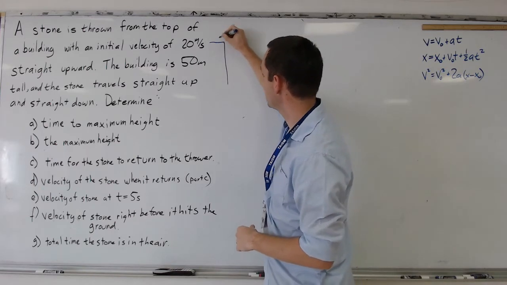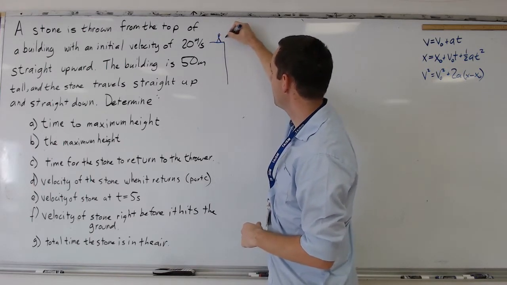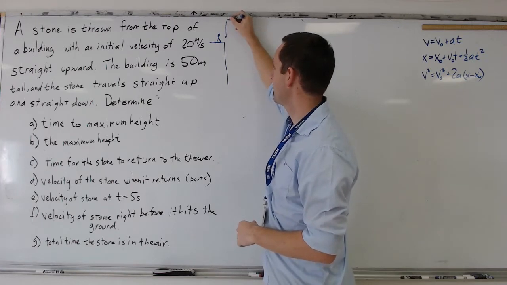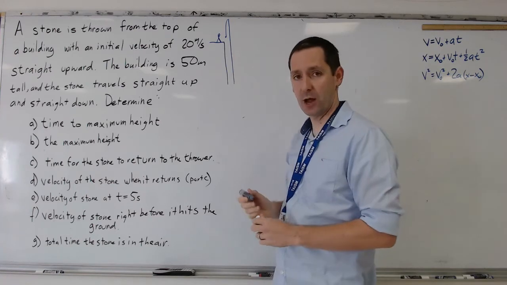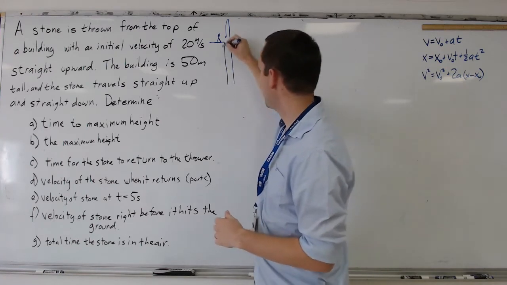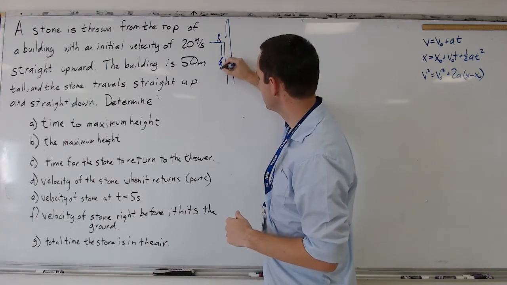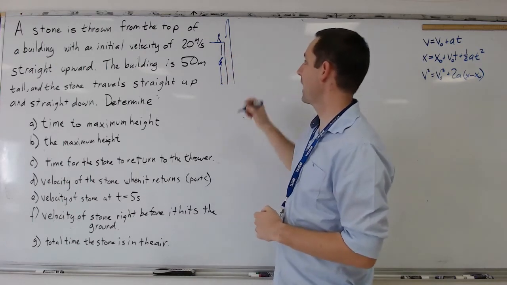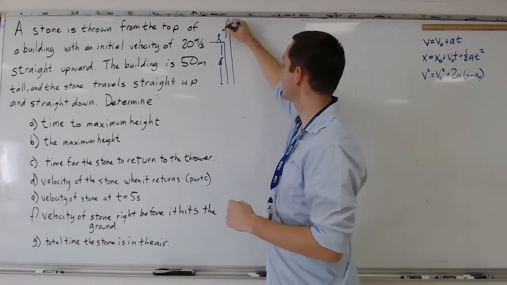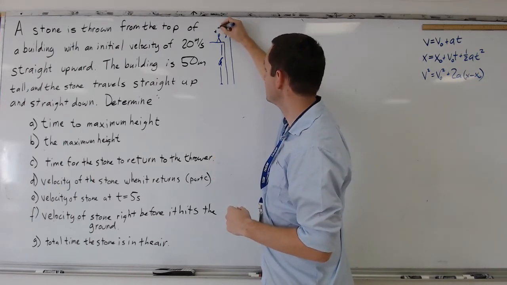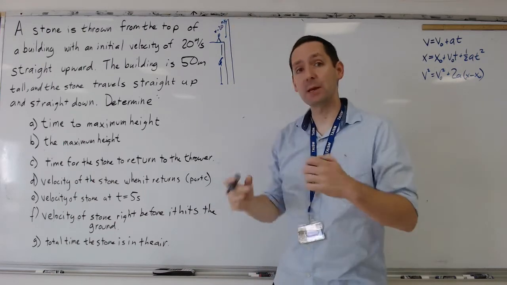So here's the building, here's my person. We are going to throw the ball up. It's going to go up to the top, and then it's going to go straight down all the way down to the ground. Now, I do know the height of the building is 50 meters from the ground to the top. So I'm going to go ahead and mark that. And I do know that the velocity right here at the beginning when it's released is equal to 20 meters per second. So that's going to be helpful as well.